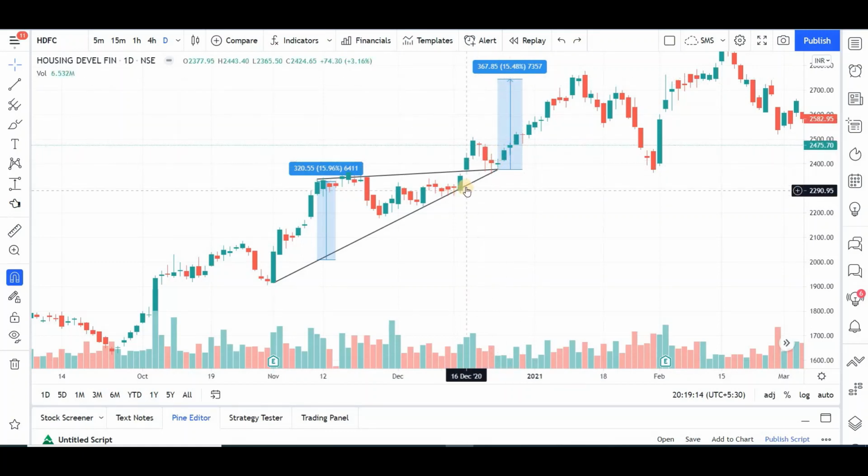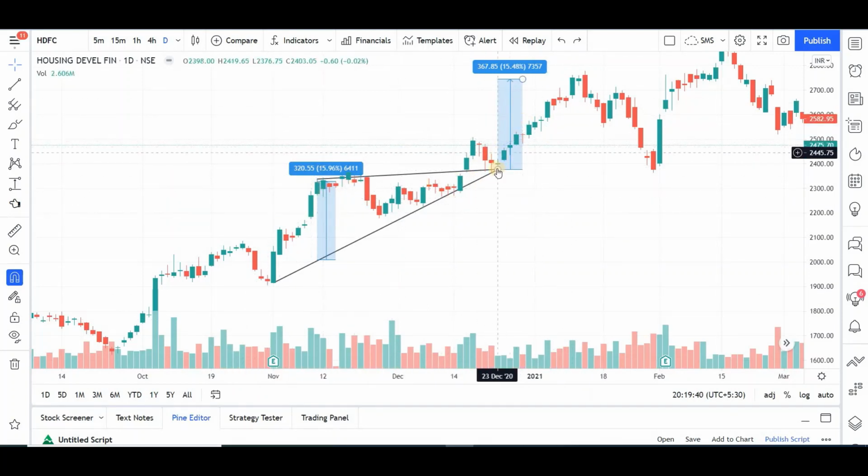Once you've entered this trade, our stop loss is very clear. We have entered this trade here at 2378, and our stop loss is exactly here because this is the last time the price tested, which is like 2306. Once the price breaks this level, this structure is invalid, right? Because it is no more an ascending triangle. So this is how the concept works.